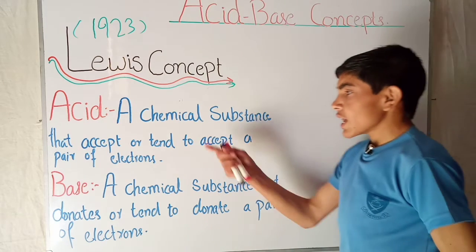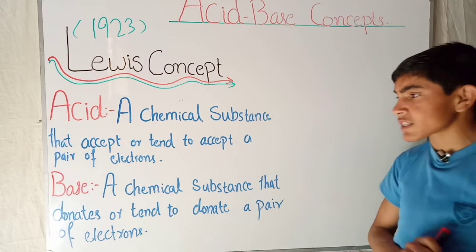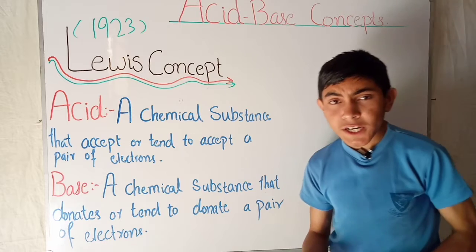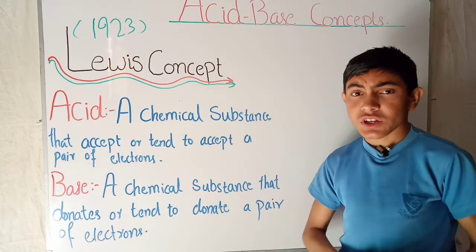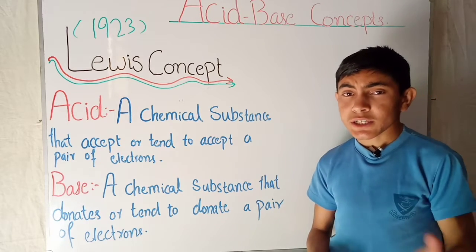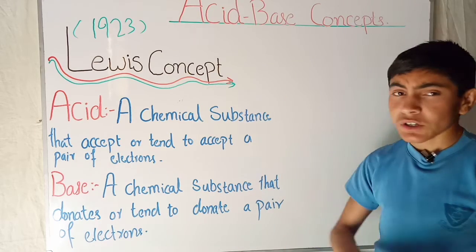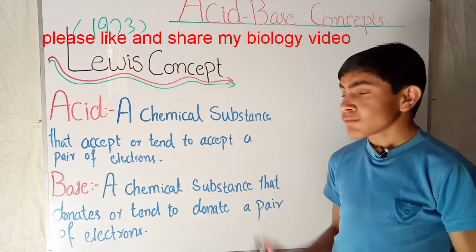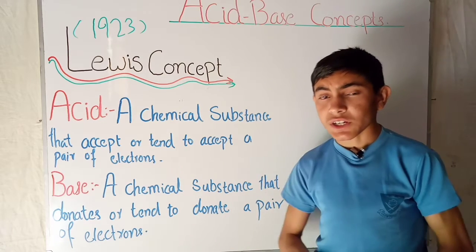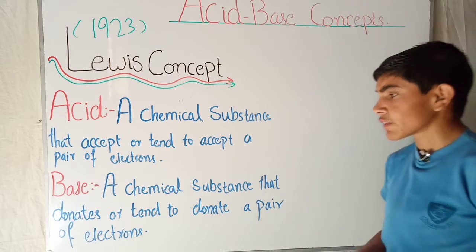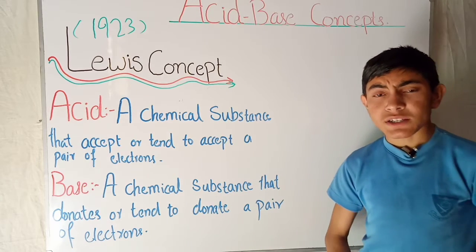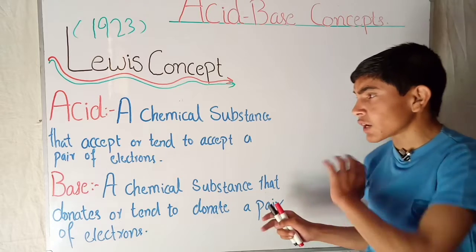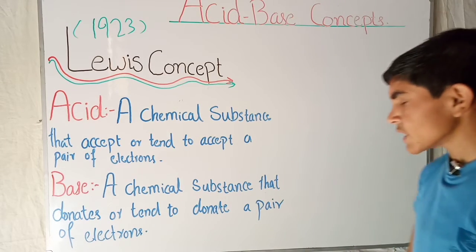So he said that an acid is a chemical substance that accepts or tends to accept a pair of electrons. It may be an ion or a molecule. The previous concept said that the acid will donate a proton; this one says that it will also gain, or tend to gain, a pair of electrons, while a base is a chemical substance that donates or tends to donate a pair of electrons to the acid. This can be demonstrated like this.